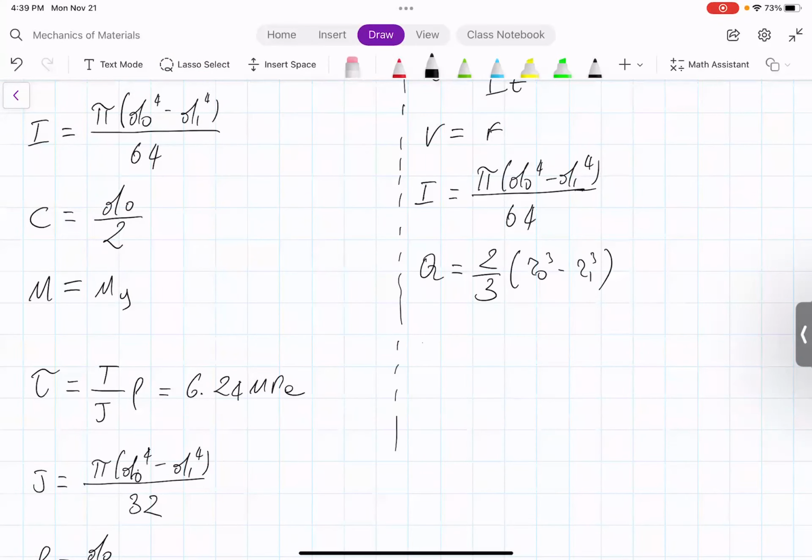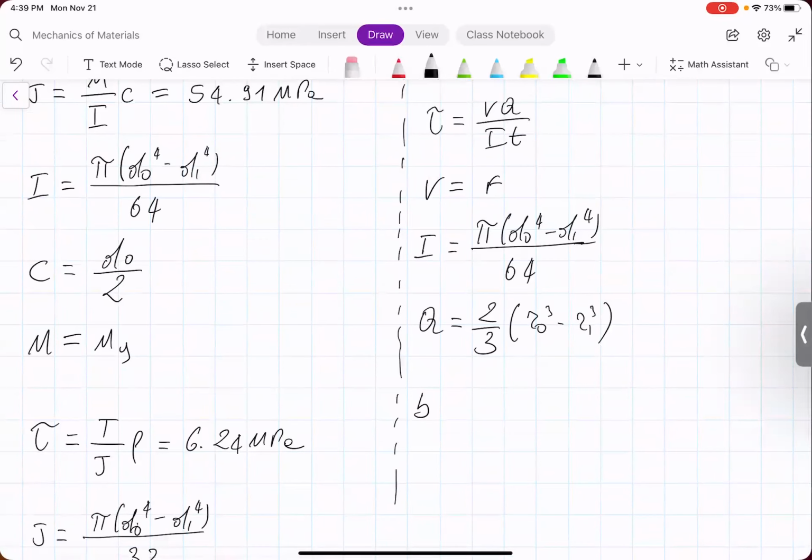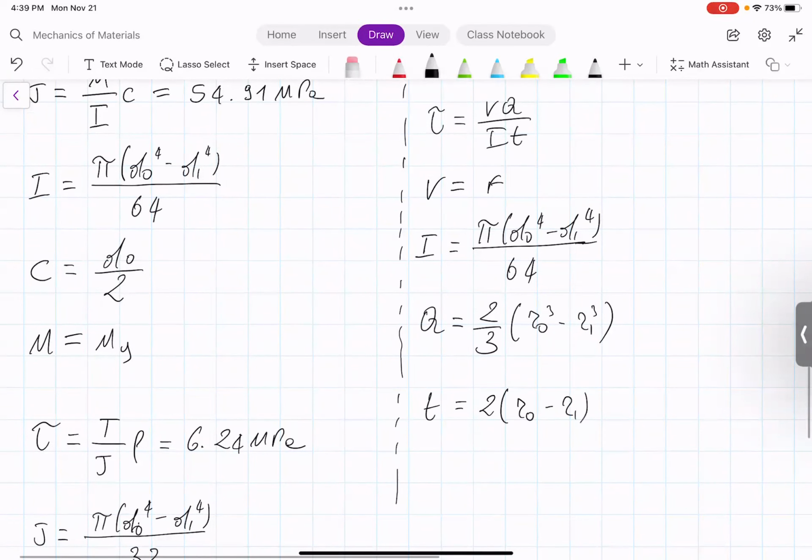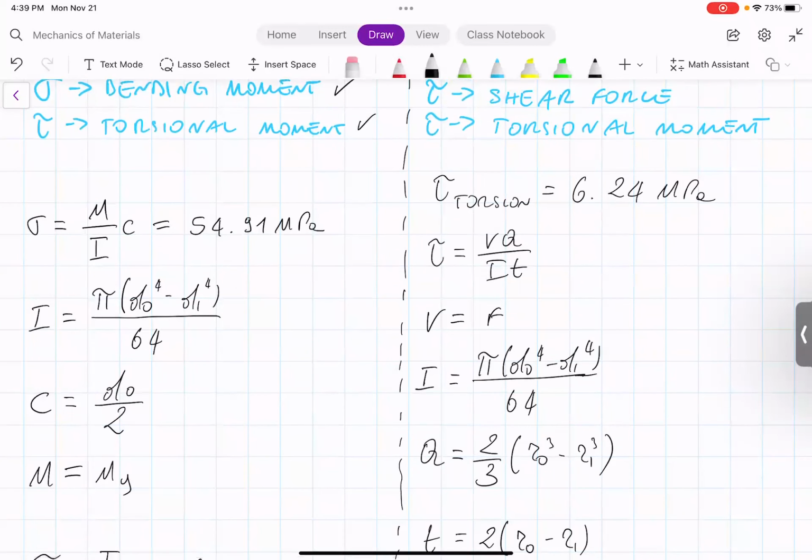Also, the last term that we have to look at is t, which is the width of the cross-section at the location at which we want to determine the stress. So we have 2 times (R0 minus Ri), the outer radius minus the inner radius. So we have all the numbers to calculate these quantities, and we obtain that the shear stress is equal to 0.7637 megapascal.